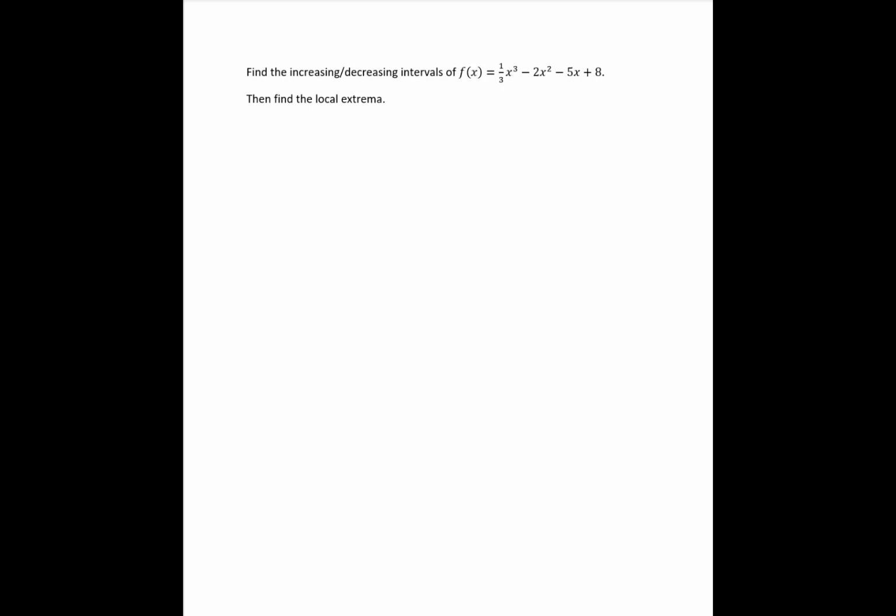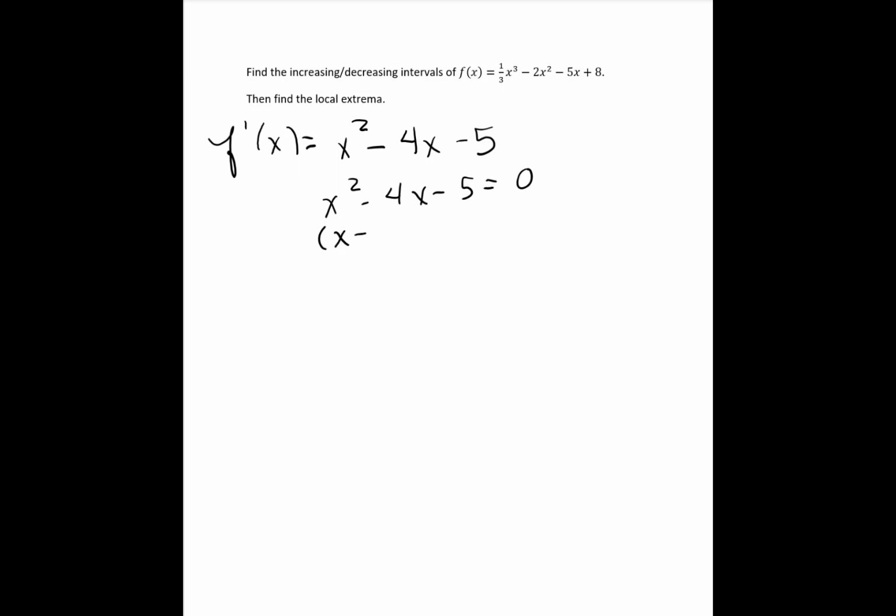So let's start with f of x is 1/3 of x cubed minus 2x squared minus 5x plus 8. Now step 1 said we need to break up the domain using the partition numbers. So what are we going to do? We're going to take the derivative. So f prime of x will be equal to 1/3 of x cubed is x squared, negative 2x squared is minus 4x, negative 5x is minus 5, the derivative of 8 is 0. So I have my derivative. I set it equal to 0.